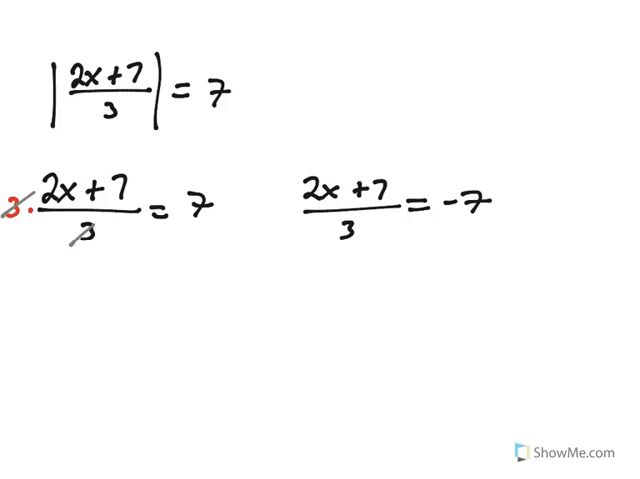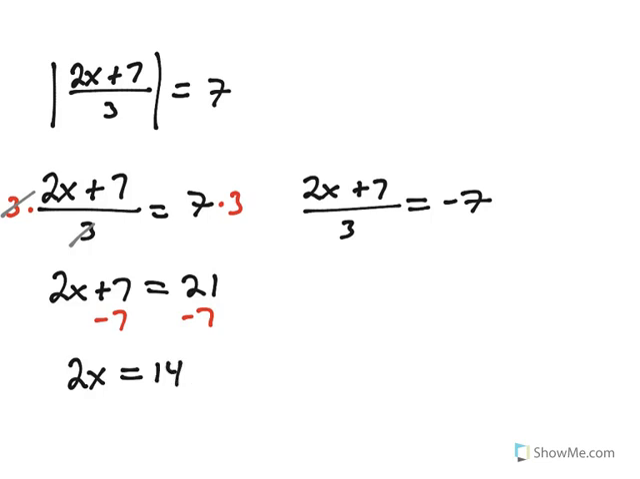But what you do to one side, you do to the other. So now you're just left with 2x plus 7 equals 21. And now we go ahead and subtract 7 on both sides. And then you just have 2x equals 14. Divide by 2. And then you just have x equals 7. And that's one of the solutions.